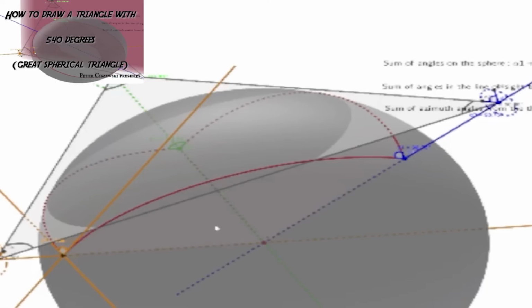All of these arcs are great circles. Did you explain this to your son then? Yes, he's staring at it. All of these arcs are great circles. Yeah. And when you make a line, a 540-degree triangle, it is a great circle.